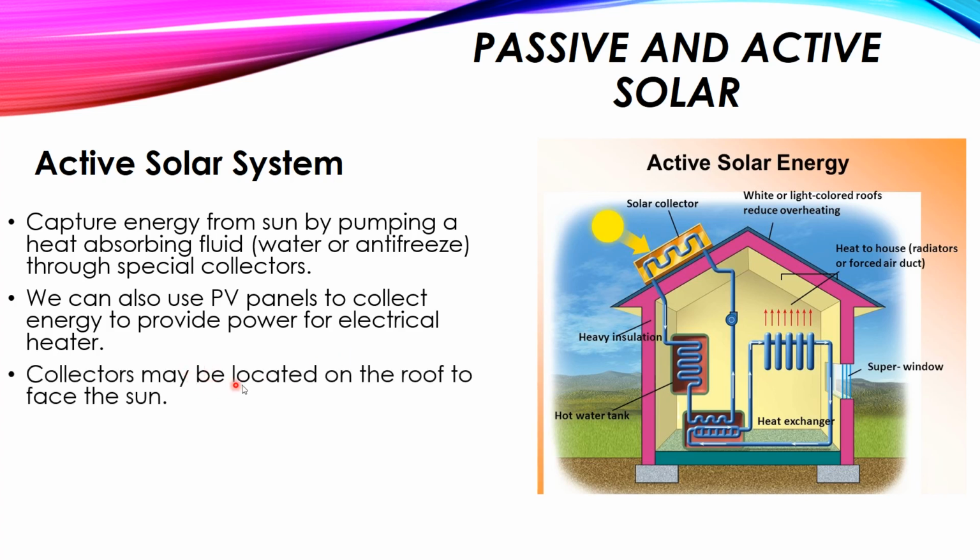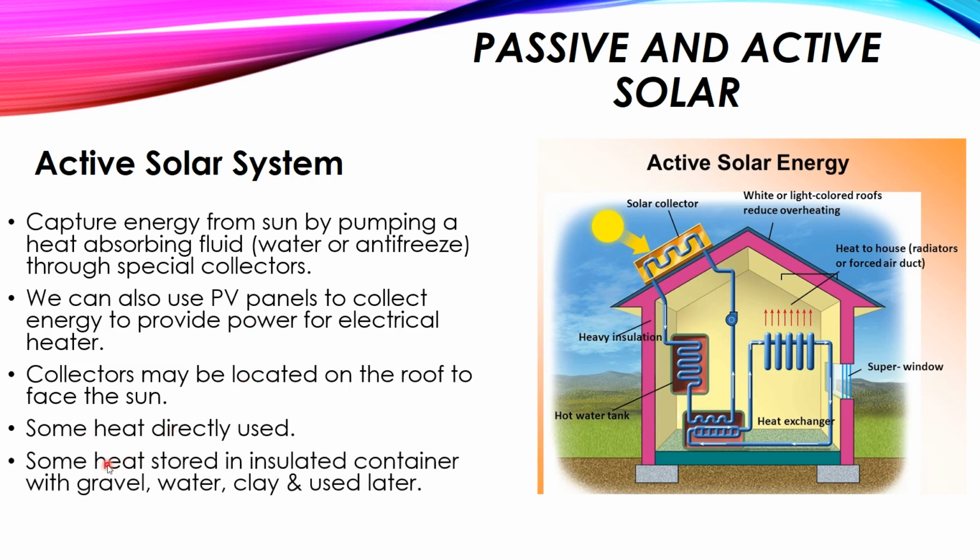The collectors may be located on the roof in order to face the sun and collect all the energy from it. Some heat can be directly used, and some heat can be stored in an insulated container with gravel, water, or clay, and used later. So we have here a water tank and a heat exchanger to be used to directly heat our home. It is also used to heat water in many homes. This is the benefit of using the active solar system.